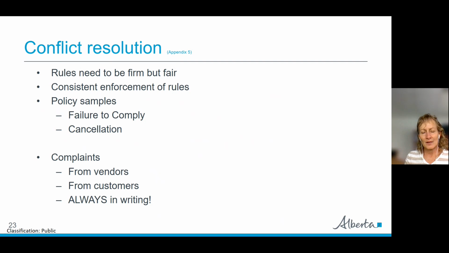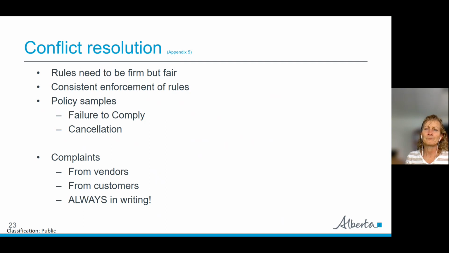Things to think about as you are developing market rules is that your rules need to be firm but fair. As long as you are consistently applying the rules, vendors can accept that and be supportive of the rules. As long as there isn't any sort of wishy-washy and this person gets favoritism, it is much easier for people to be accepting of challenging rules.